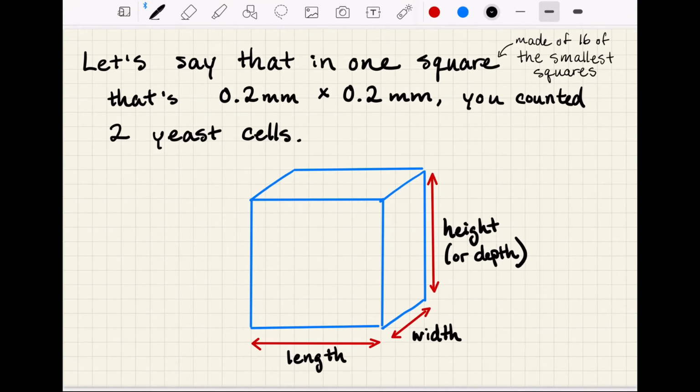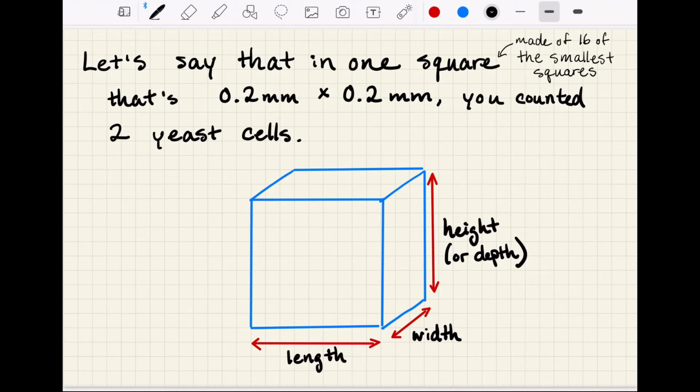Once you know how many cells, on average, were in a section of a certain size, you have to figure out the volume of sample that was in that section. So let's say that you counted an average of 2 yeast cells within a section that's 0.2 millimeters by 0.2 millimeters. This is just like any other volume calculation where you know the length, width, and depth. In this case, the depth is always 0.1 millimeters because that's the depth of the counting chamber. The length and width will depend on which size square you counted.